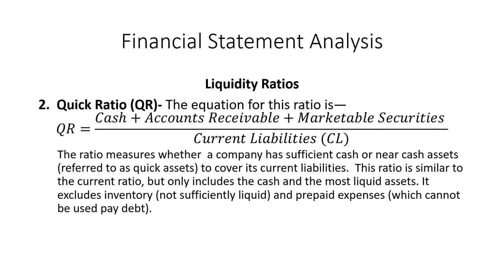Now this ratio, rather than using all your current assets, uses what are called quick assets, or just some of your current assets, and more specifically, the most liquid of your current assets, which is cash plus accounts receivable plus marketable securities.